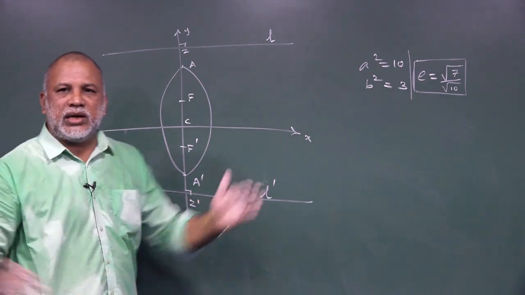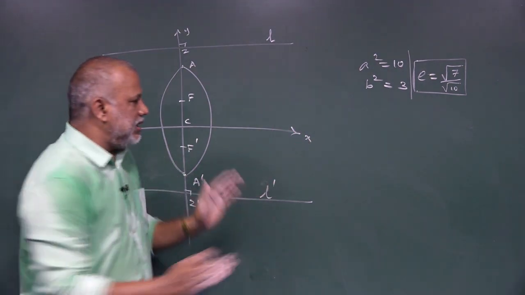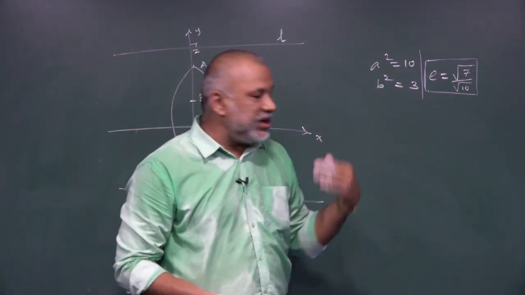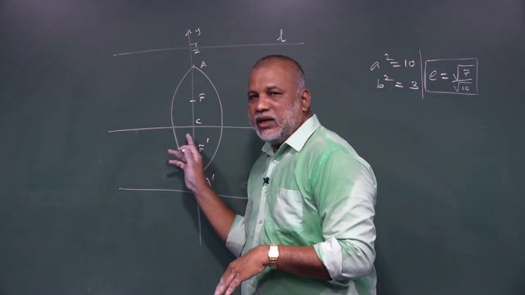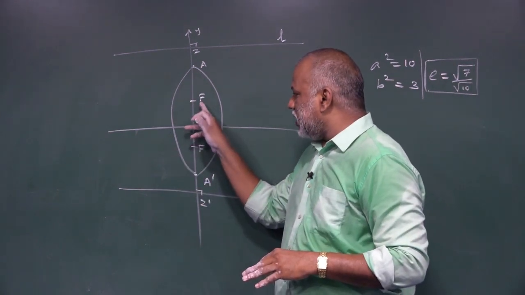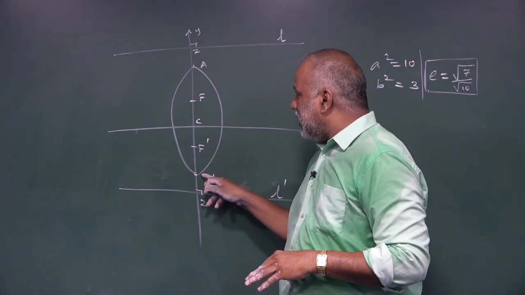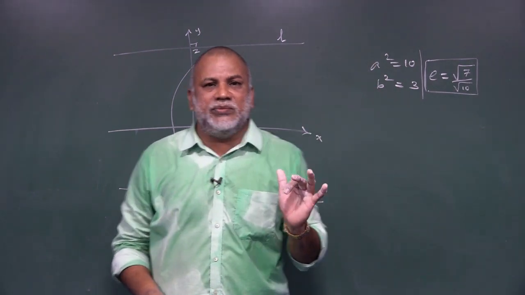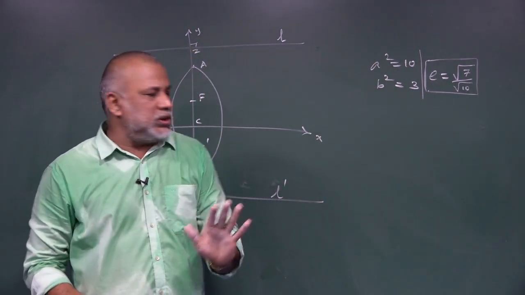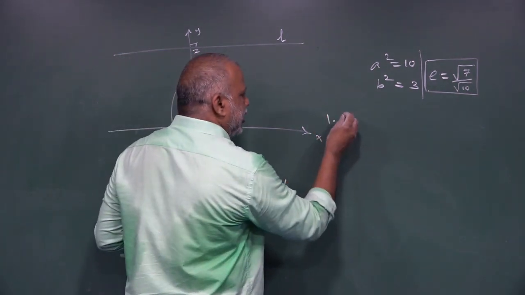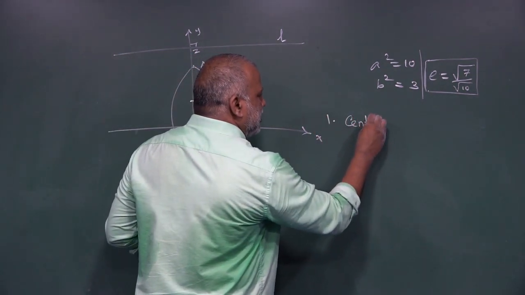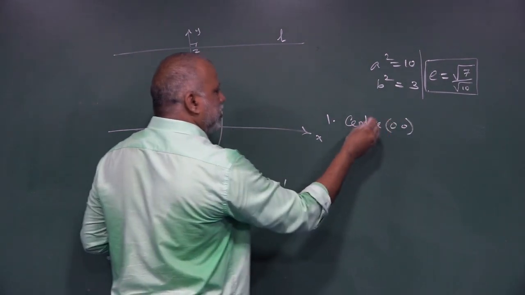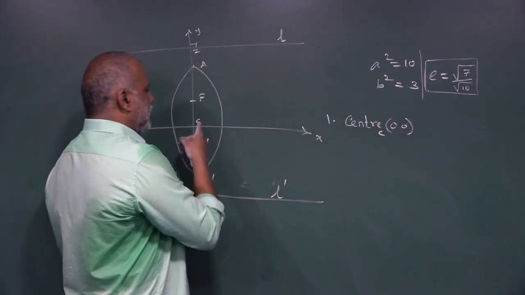See the type number 1. Type number 1 has the major axis along the x-axis, like this. Here, see, the major axis is along the y-axis. So by the data, we worked out the diagram. Center, foci F and F dash, A and A dash, Z and Z dash. So with the help of this diagram, we are able to work out all the data. See, point number 1 is center. Center is 0, 0 here. Center is denoted by C, 0, 0.